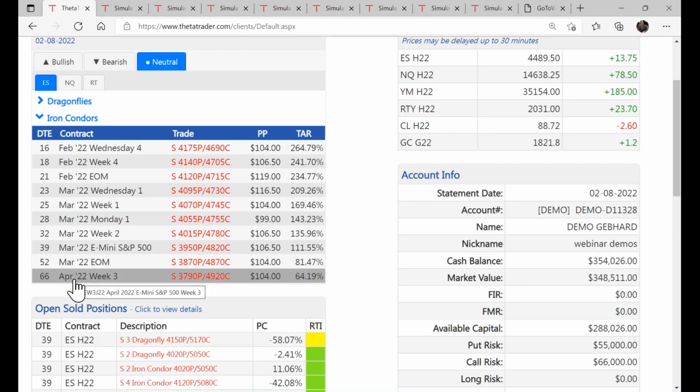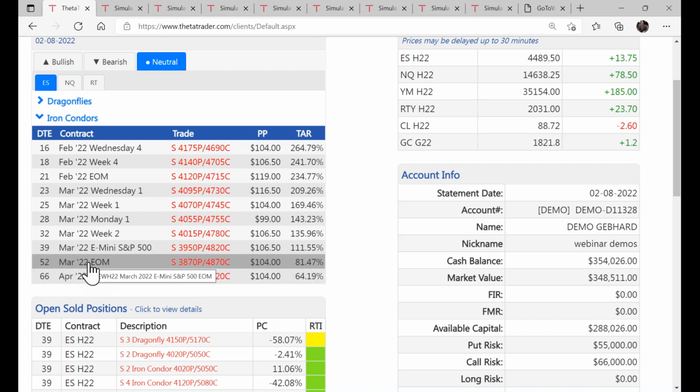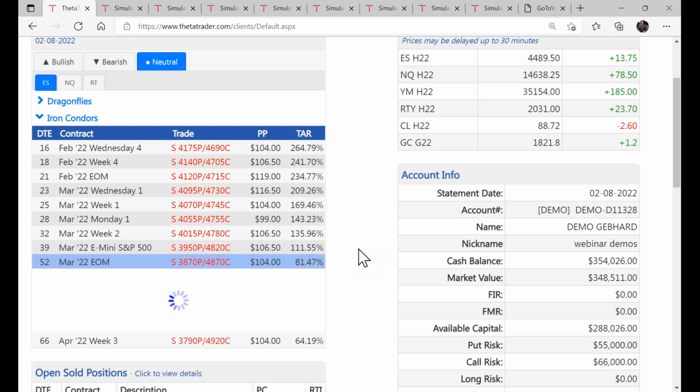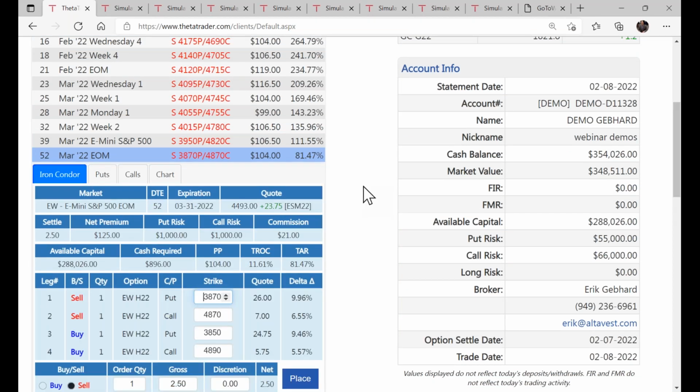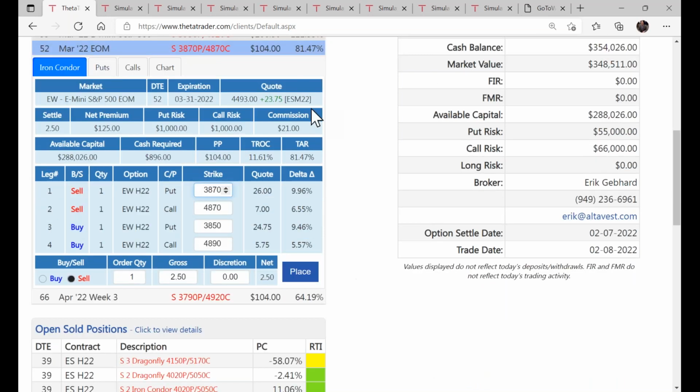We'll look at this here. How about the March end of month Condor? It has 52 days till expiration. We'll go ahead and click on that. And you'll see here the computer has basically built and created the trade for us and structured it for us. Let's walk you through some of these numbers real quickly. We won't go through every detail. A lot of it is intuitive and self-explanatory.